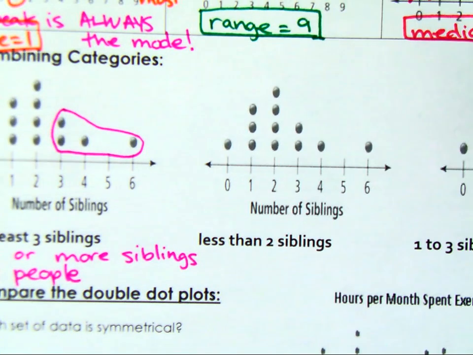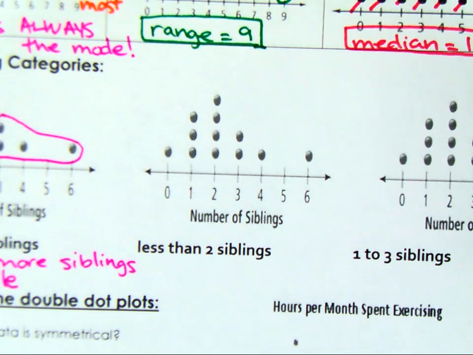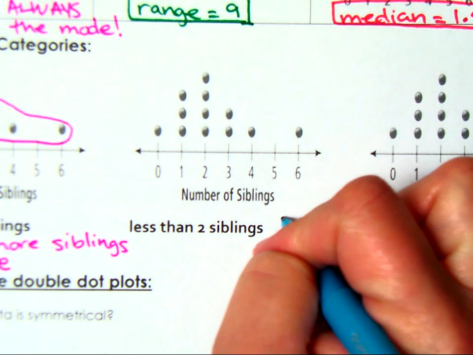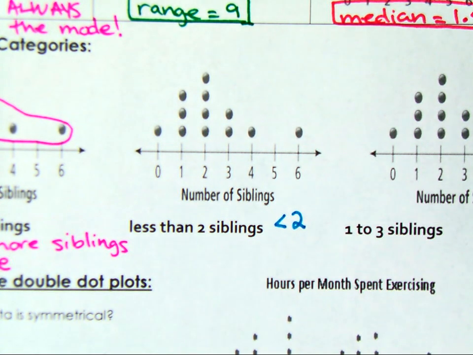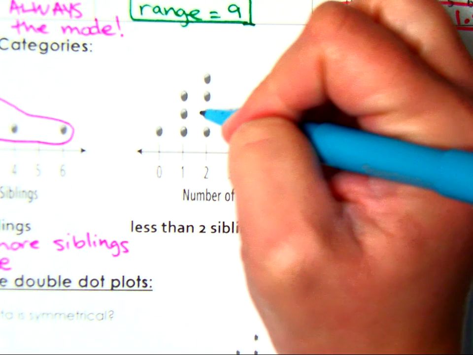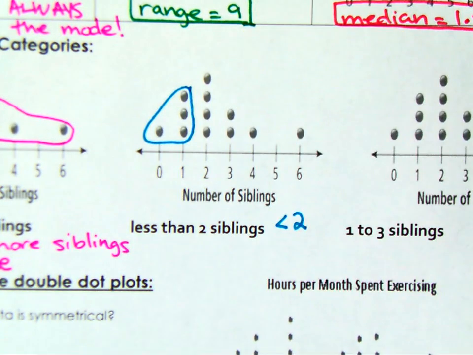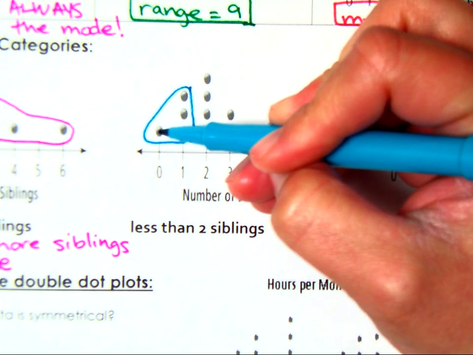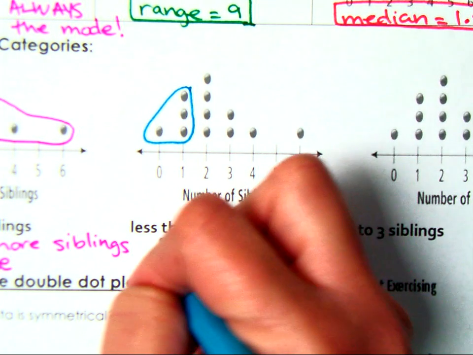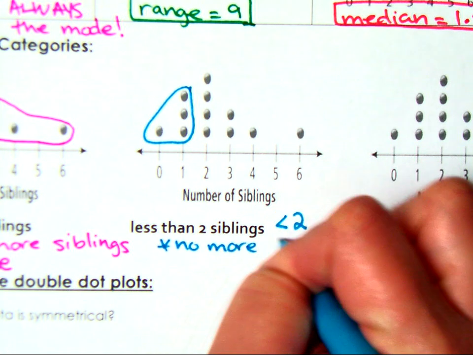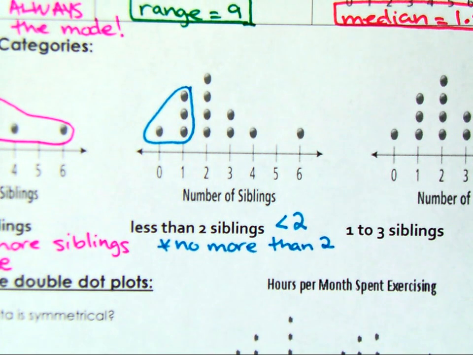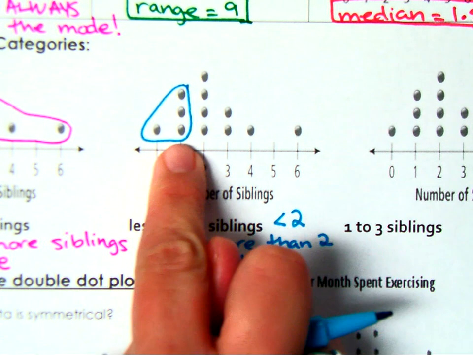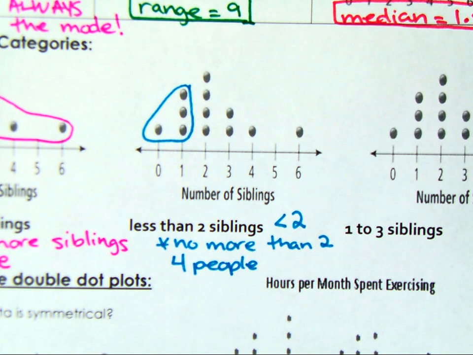Okay, let's keep going. This one, using the same graph, and we just reprinted it for you, says less than 2 siblings. So less than 2 does not include 2. It has to be a number under 2. So that's this many right here. So 1, 2, 3 people had 1 sibling, and 1 person surveyed had 0. Okay, so less than 2 means no more than 2, and also not equal to 2. So this is going to be 4 people as well. A different 4 people represented than this one, but it's still 4 people. Okay?